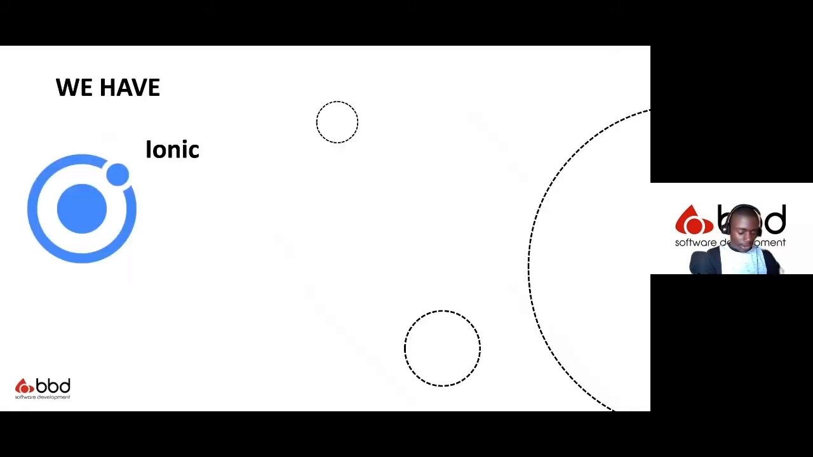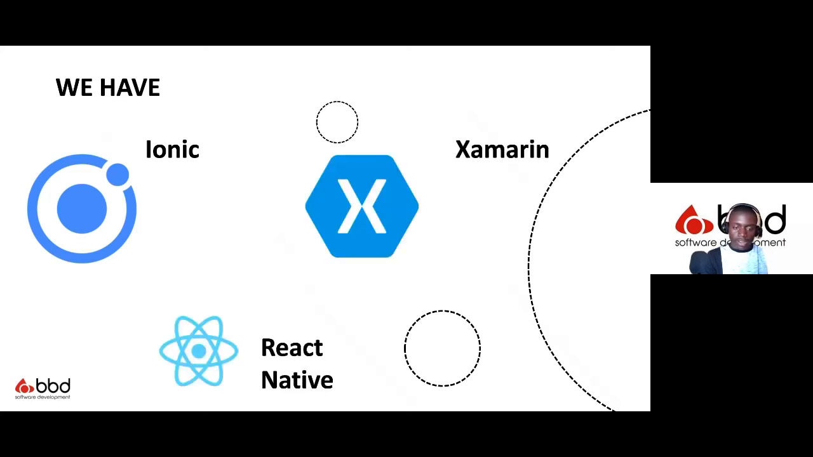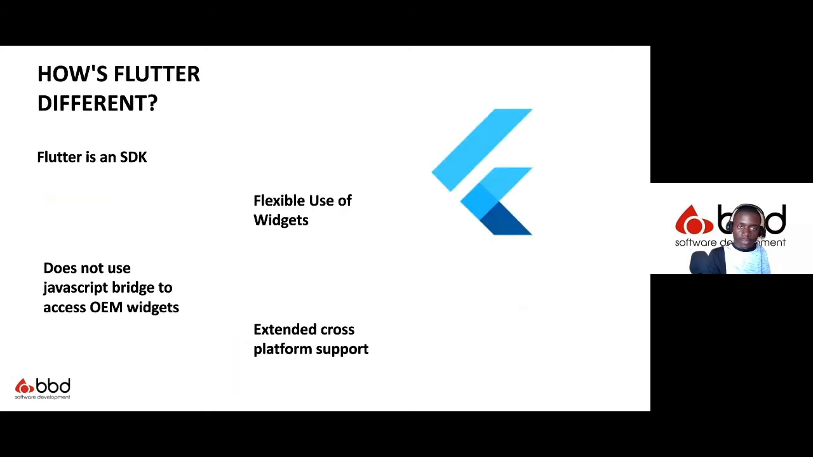Now, one may ask, we have other frameworks like Ionic, Xamarin, React Native, and so on, and they are basically the same as Flutter. So how is Flutter different? These are the major takeaways for why Flutter is different. Flutter is an SDK on its own. It doesn't depend on any external libraries. You can use external libraries, but it has its own.